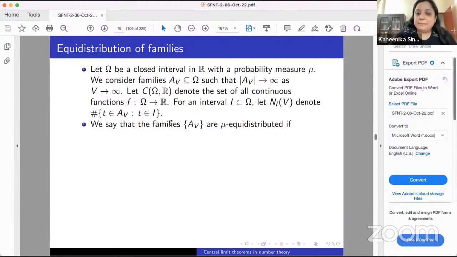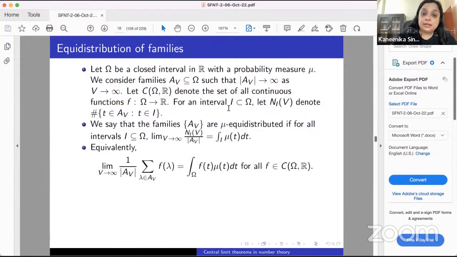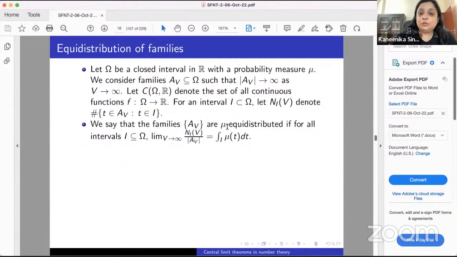And we say that these families are equidistributed with respect to the probability measure mu if for any interval I in omega, the proportion of elements of your family A sub v that lie in the interval I is asymptotic to the measure of the interval I with respect to your measure mu. In the context of zeta zeros, we were considering families where mu was equal to 1. Those families were uniformly distributed, but we can also talk about mu equidistribution for more general probability measures mu.